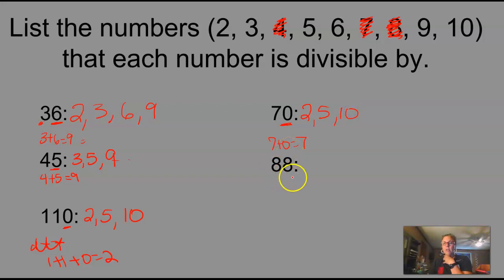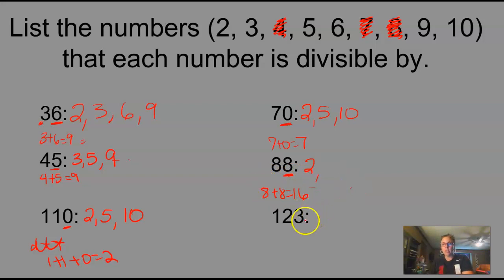Okay, so you can go through these pretty quickly. Take 88. Is it even? Yes. Well, what's 8 plus 8? 16. Does 3 go into 16? No, it goes into 15. What about 5? No. What about 6? No, because 3 didn't go into it. What about 9? 9 does not go into 16 either. What about 10? So the only one that'll go into this out of our list is 2.